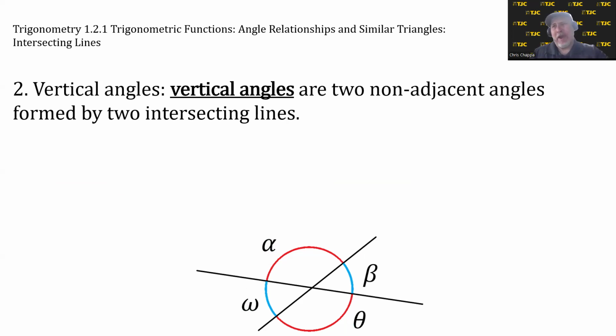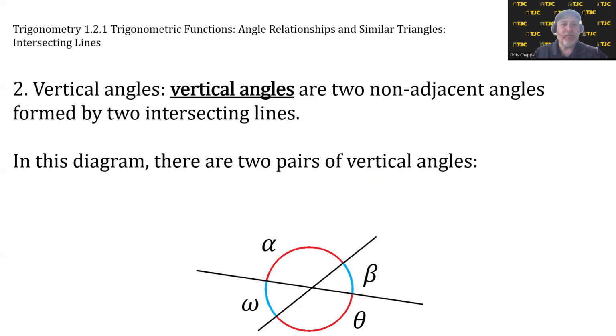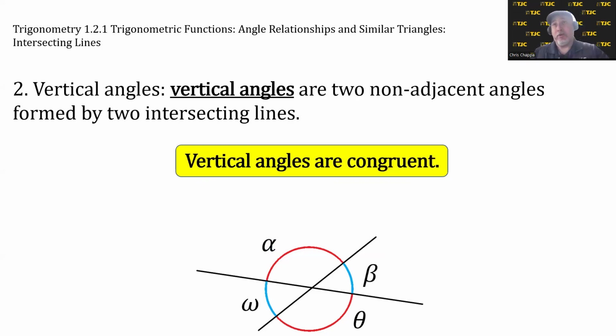The other type of angle pair are vertical angles. Vertical angles are two non-adjacent angles formed by two intersecting lines. In this picture, the vertical angle pairs are the same colors. In this diagram, there are two pairs of vertical angles: alpha and theta, beta and omega. Vertical angles are congruent. I thought about proving it, but it would take up too much time for this 5-minute video.